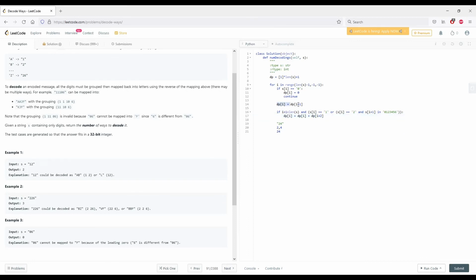So with this guy, we're taking into account the case where we have 2, 4, and with this condition, we're taking care of the case where we choose to have 24 instead of just 2 in our decoded message. Okay, and then finally, after all that, I want to return dp at 0. It would be all our accumulated number of decoded ways.